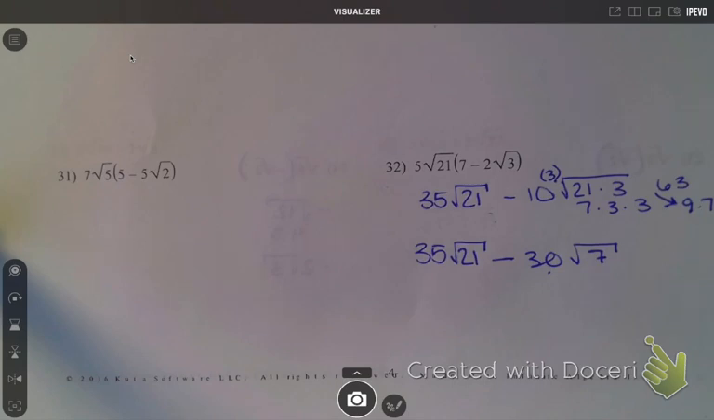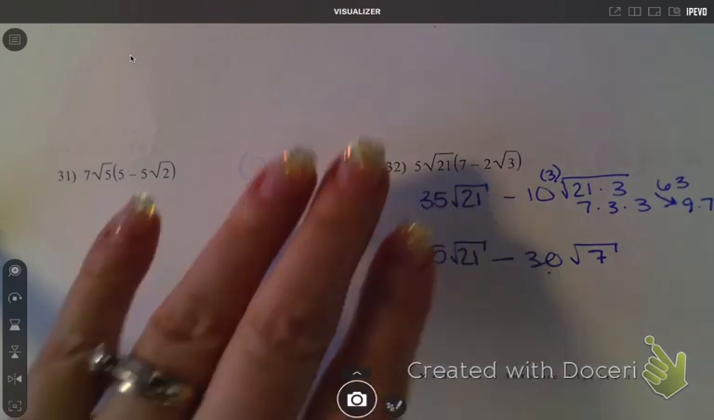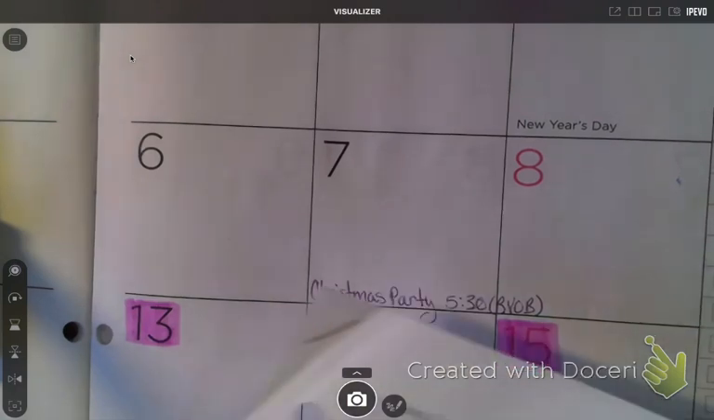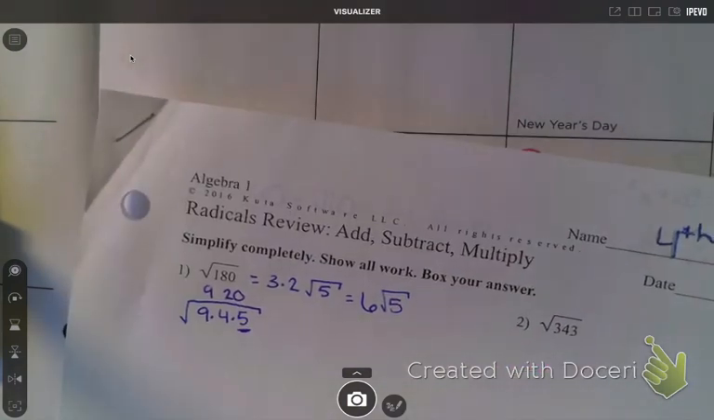So you have the remainder of the time to work, and it's 16 minutes. So work. If you get it done, if you want to check your answers, you can come up and check your answers as you go.